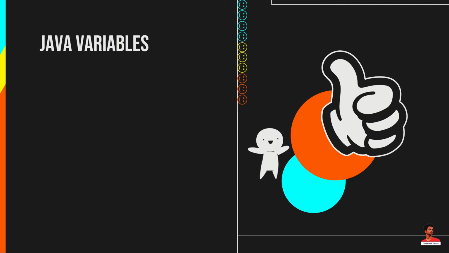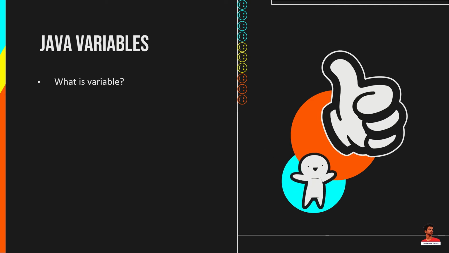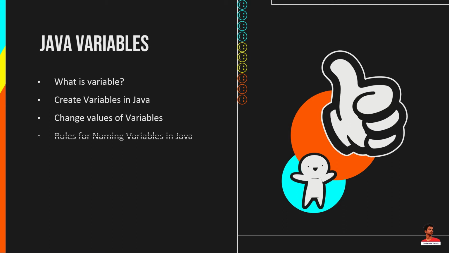In variables, we will see the following points: what is a variable, how to create a variable, how to change values of a variable, what are the rules for naming a variable, and what are their types.